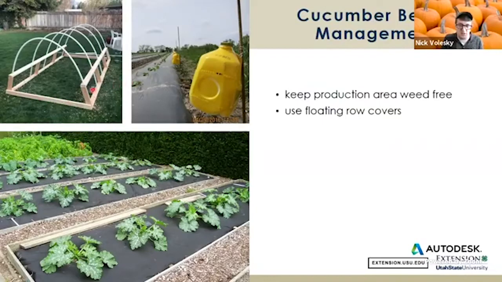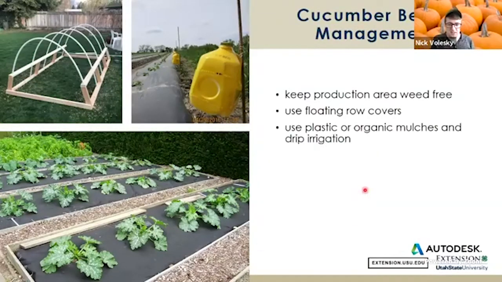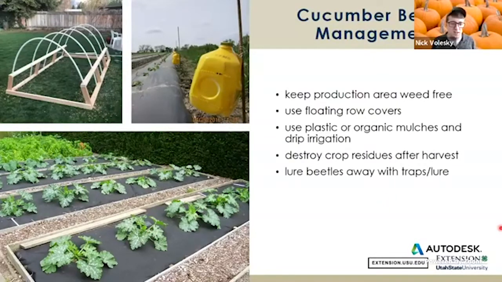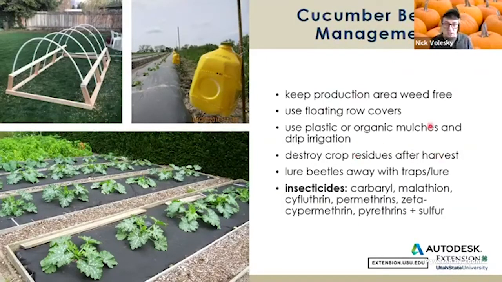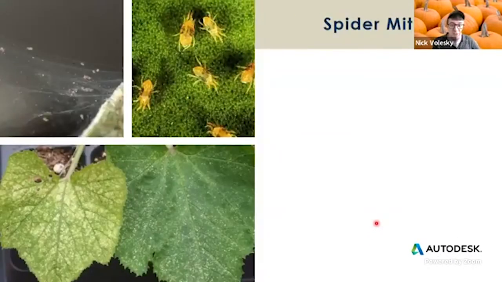It sounds like a lot of you guys are using the floating row covers for season extension. That can also help exclude the beetles or a lot of other pests from accessing the plants. And then you can use plastic mulch and drip irrigation that can help deter the cucumber beetles, and destroy crop residue after the harvest. And then a lot of our commercial growers, they'll use lures and traps in their fields to help control the populations as well. And then, of course, I have insecticide products, which can be used to control cucumber beetles.